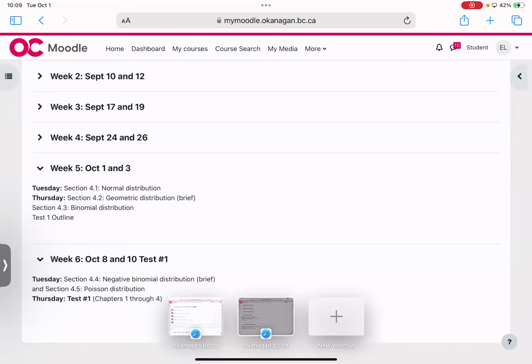Will there be more assignments based off chapter 4 due before the test?